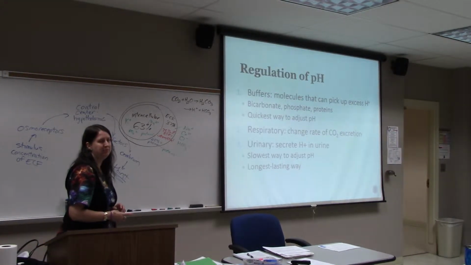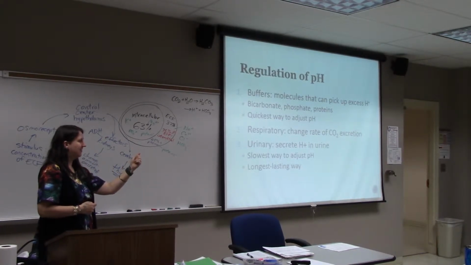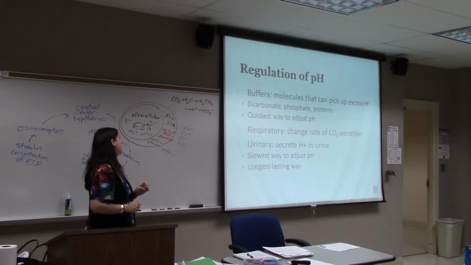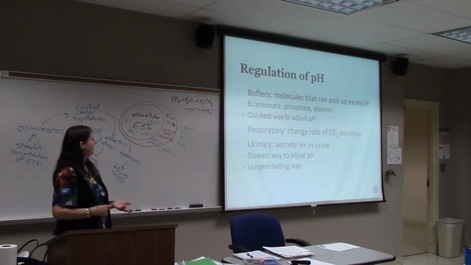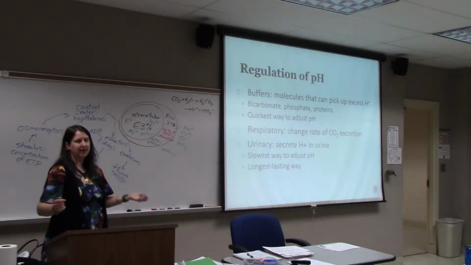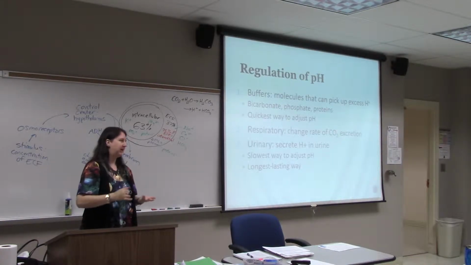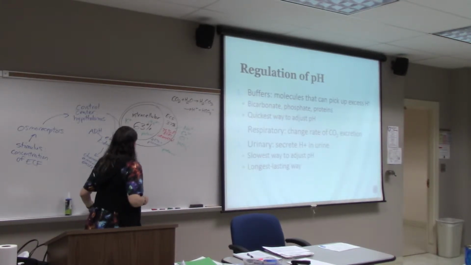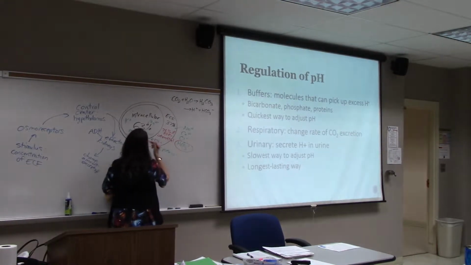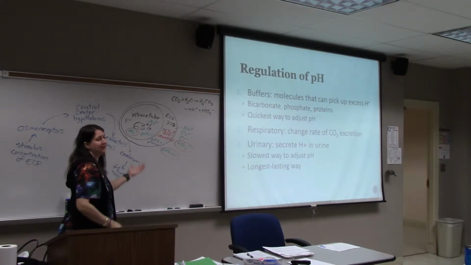We have 3 mechanisms for regulating blood pH. These are listed in order of how quickly they act and in reverse order of how strongly they can change it. So our first line of defense is buffers. These are molecules that can pick up excess hydrogen ions. But if there's not a lot of hydrogen around them, they can actually release the hydrogen ions they have. So they can raise or lower the pH based on needs. These include several of our negative ions, bicarbonate, phosphate, and the proteins. This is the quickest way to adjust pH.